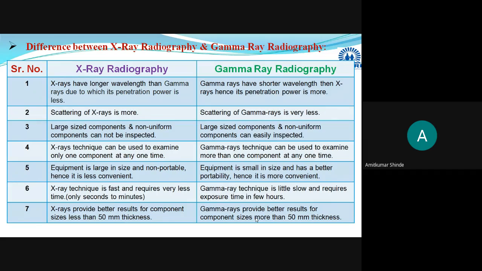In this way, we have completed today ultrasonic inspection along with its two types, that is pulse echo technique and transmission method. And also we have finished the radiography with its principle and its two types, X-ray radiography and gamma ray radiography, along with their test procedure, advantages, disadvantages, some comparison points, and also their applications. If you are having any query, you can put that in the chat box. Otherwise, I will conclude this session.